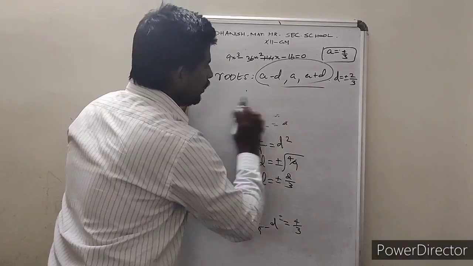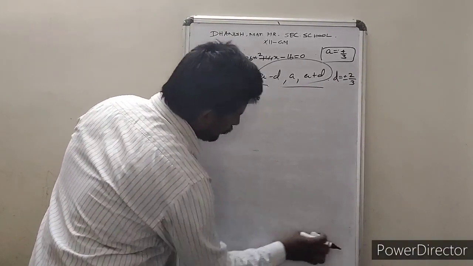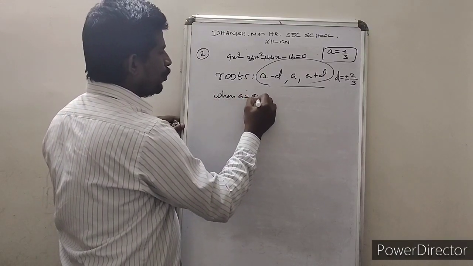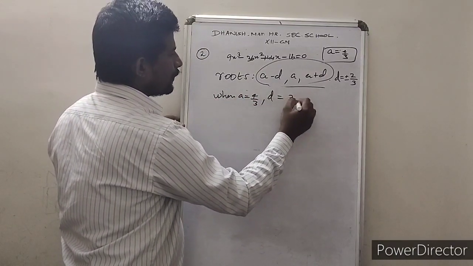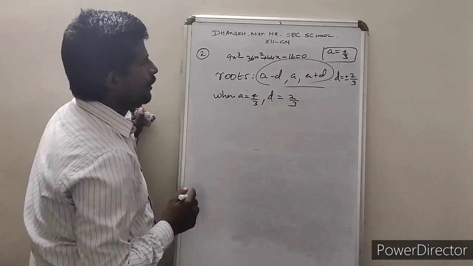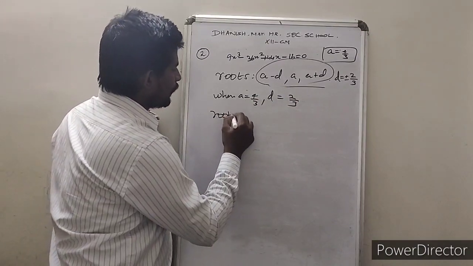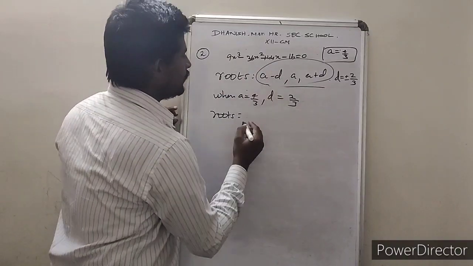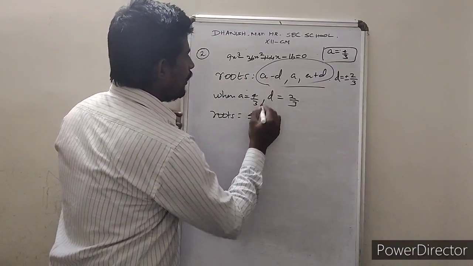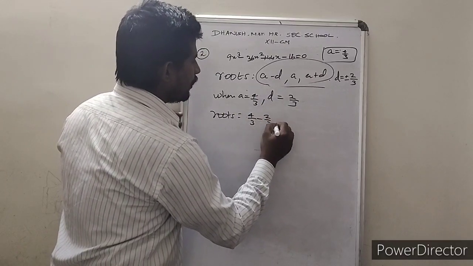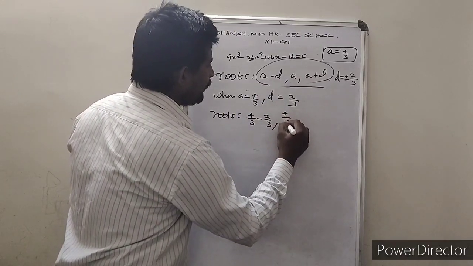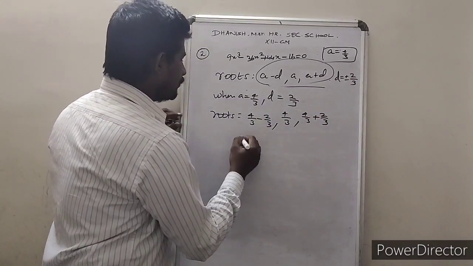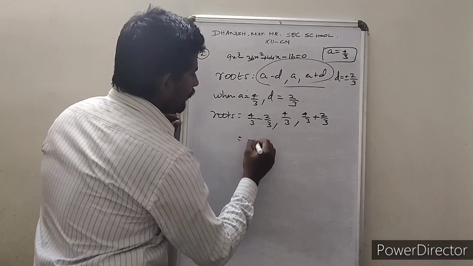Now we are going to write the 3 required roots. So when a equal to 4 by 3, d equal to, first we can take, plus 2 by 3. Then the roots are, now I am going to substitute a and d in the roots. a minus d: 4 by 3 minus 2 by 3. Comma, a. What's our a? 4 by 3. Comma, a plus d: 4 by 3 plus 2 by 3. Now here the denominators are same.